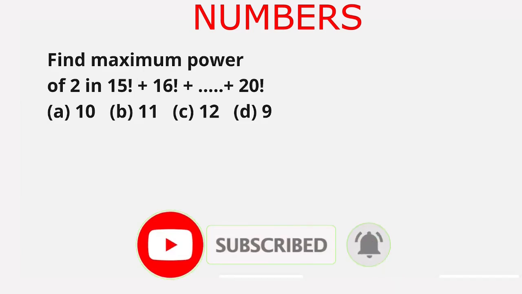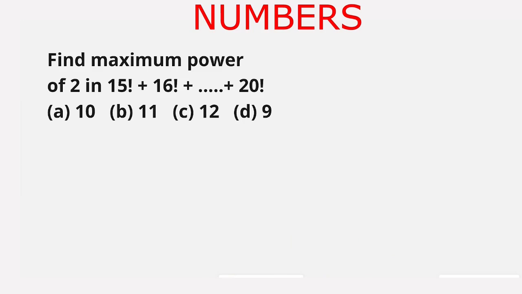We have to find the power of 2 in 15 factorial plus 16 factorial up to 20 factorial. We will consider only 15 factorial plus 16 factorial, as all the other numbers, 17 factorial to 20 factorial, are irrelevant for finding the power of 2.